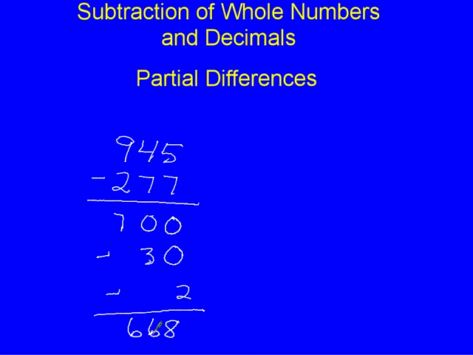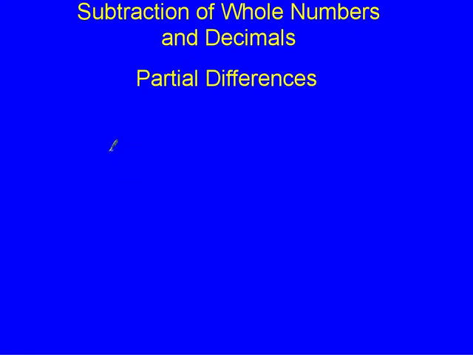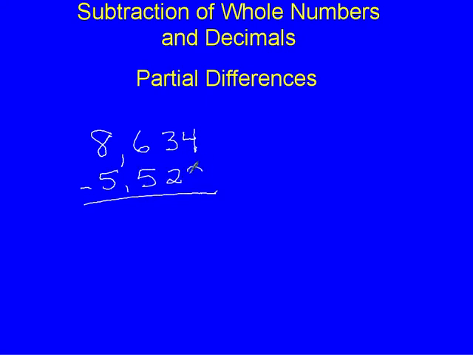And we will do one more whole number before we go to the decimals. 8,634 subtract 5,529. Starting in the thousands place, and you always start at the furthest place to the left. 8,000 minus 5,000 is 3,000.